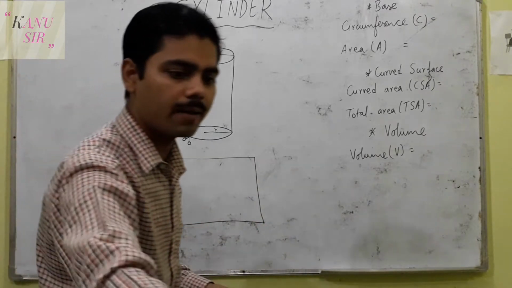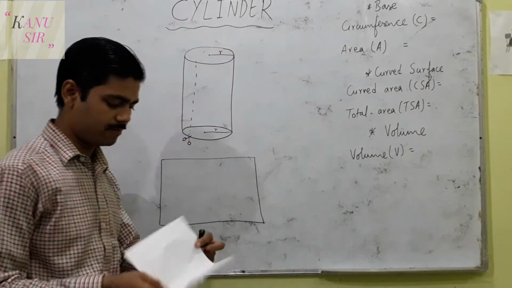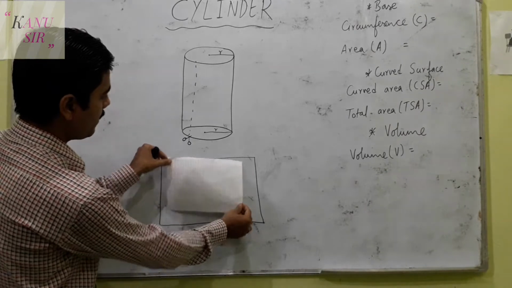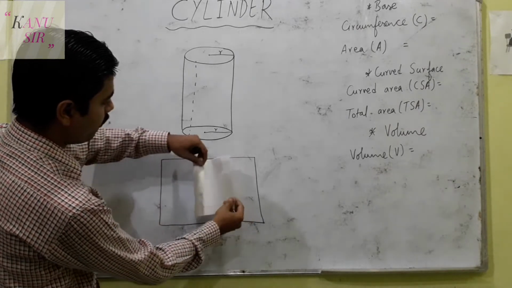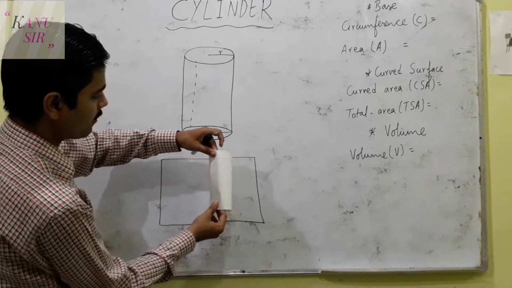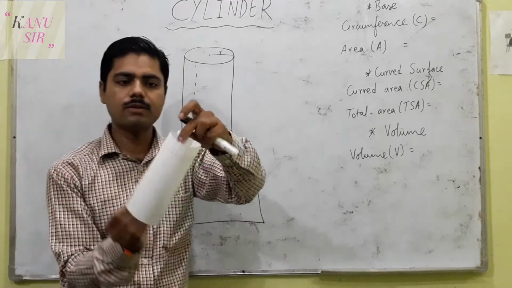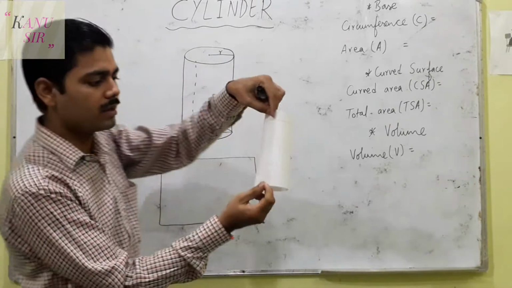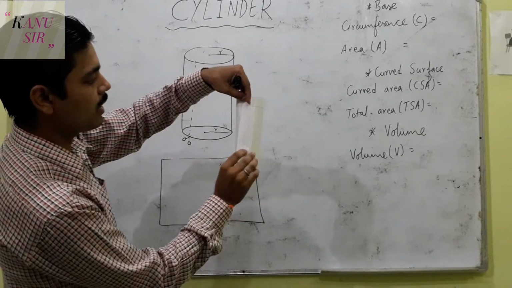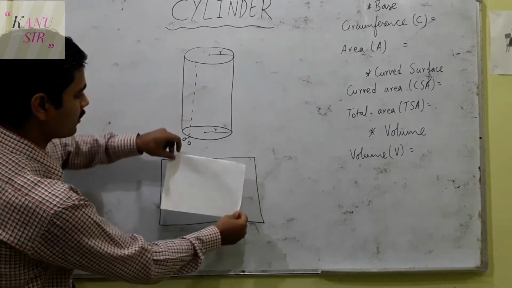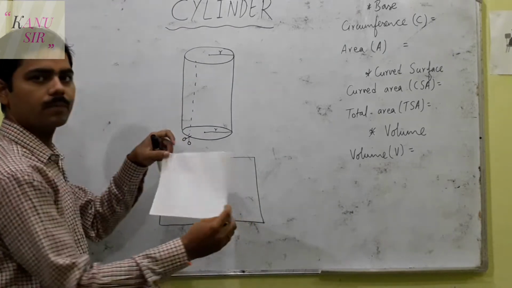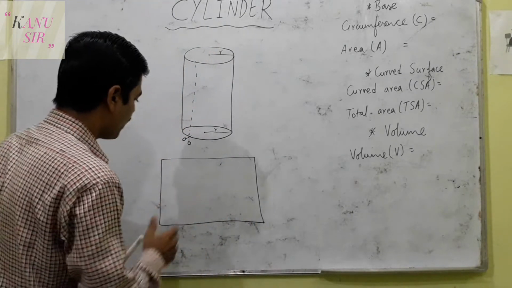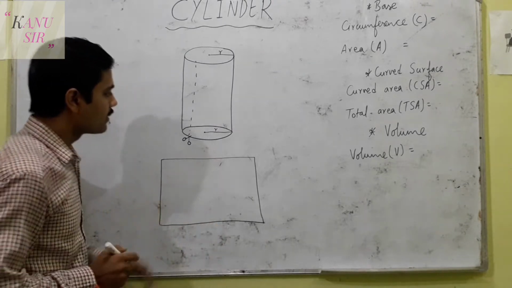So for that I have got one example of a paper, a simple paper. It looks like a rectangular face here, but if I fold it, it forms a cylinder. You can see it looks like a cylinder. So when we cut this paper from the middle and open it, it again looks like a rectangular form. Then, as in a rectangular form, we have one length and one breadth.